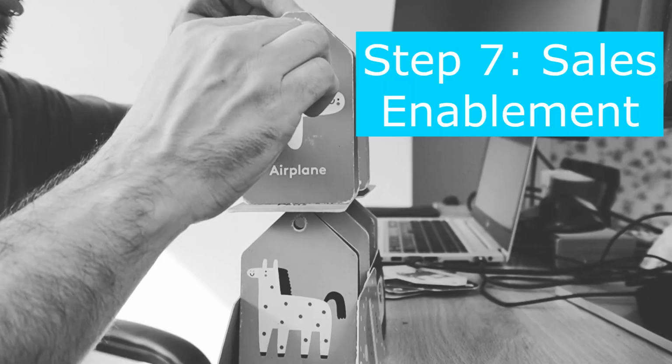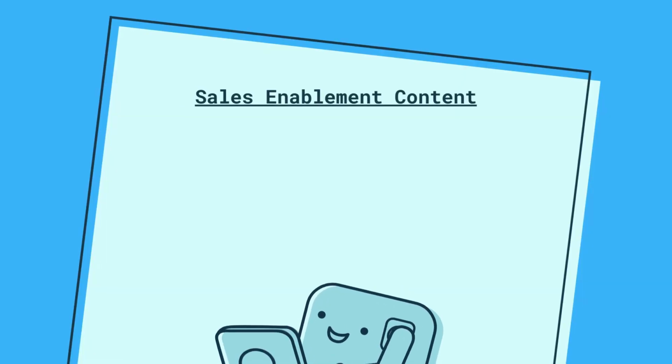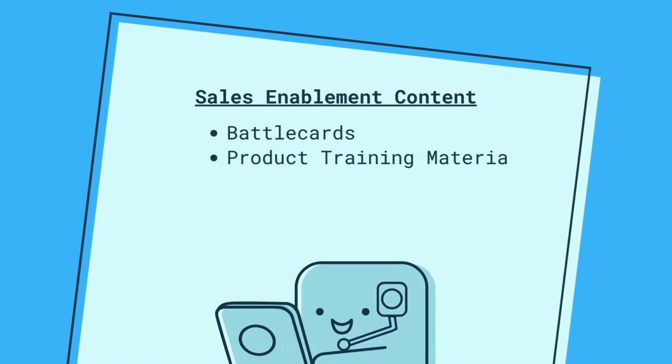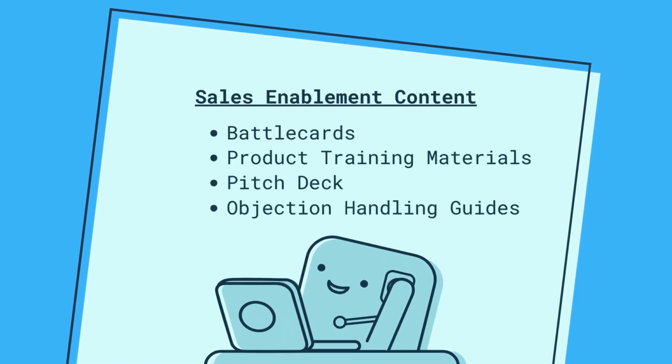For step 7, sales enablement. And for this step, don't just assume you know what the sales team needs to be successful. Have real conversations with the sales team to identify what pieces of collateral and training they need to be successful. And from there, make your sales enablement plan. Typical pieces of content include battle cards, product training materials, a pitch deck, and objection handling guides. The goal of sales enablement is to make sure the sales team understands the ICP and can clearly articulate the value proposition of the product.